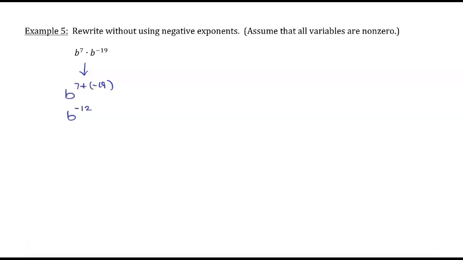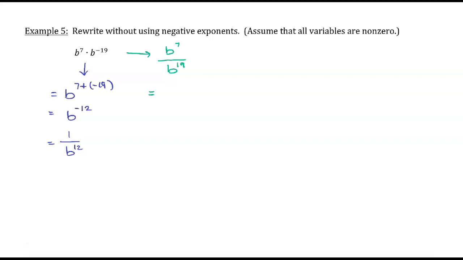To rewrite this without a negative exponent, we move it to the denominator. That's 1 over b to the 12th. Now let's think about it a different way. Let's switch this to positive exponents right at the beginning. So we have b to the 7th, and to change the negative 19 to a positive exponent, we can move it to the denominator. Now we have b to the 7th divided by b to the 19th.